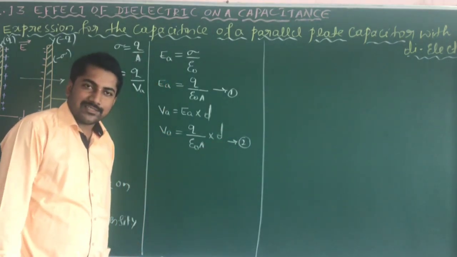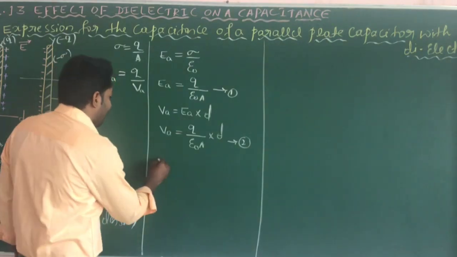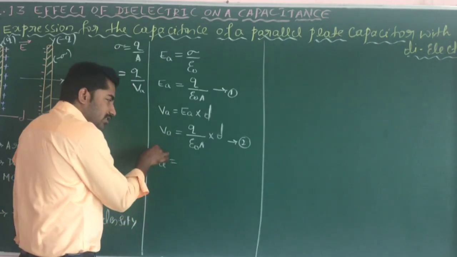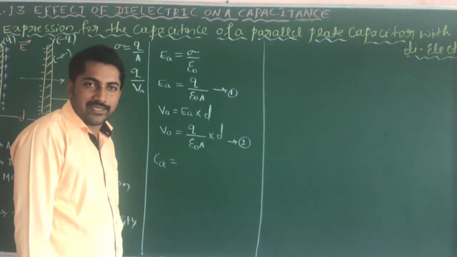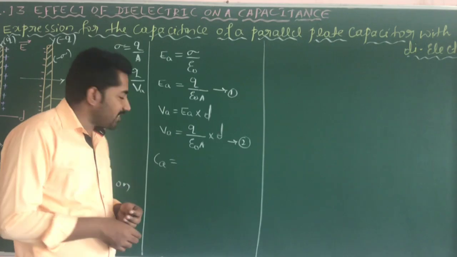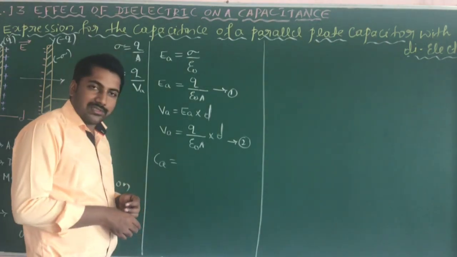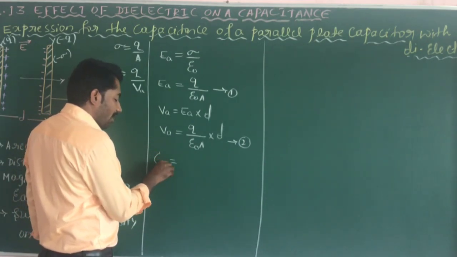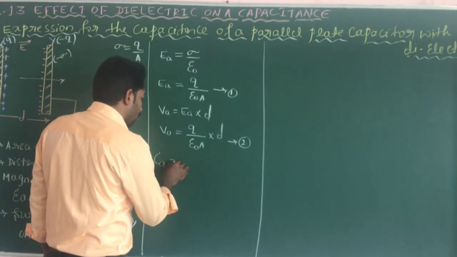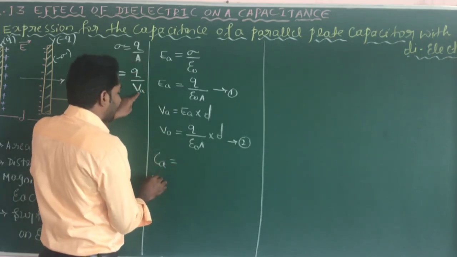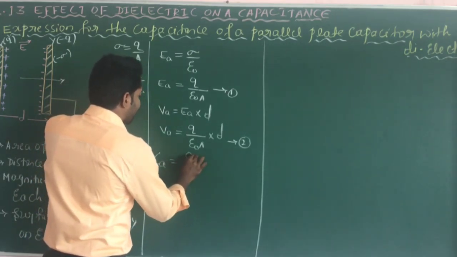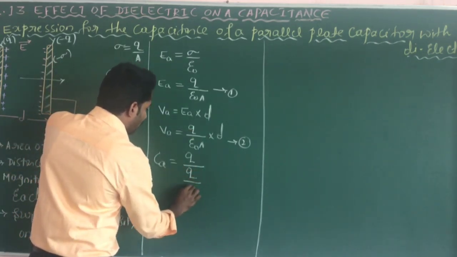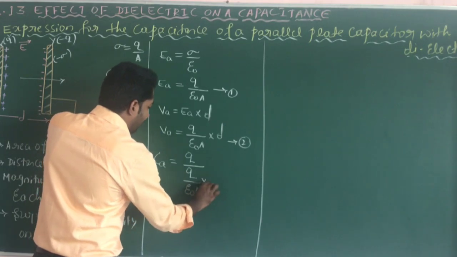Now we get the capacitance of a capacitor in air or vacuum, C_a. Sometimes we also write this as C_0. In some textbooks they use C_0, and in some textbooks they use C_a. Here I use C_a, the capacitance of a capacitor in air or in vacuum. C_a equals Q divided by V_a. Substituting the values, C_a equals Q divided by Q divided by epsilon naught A into d.